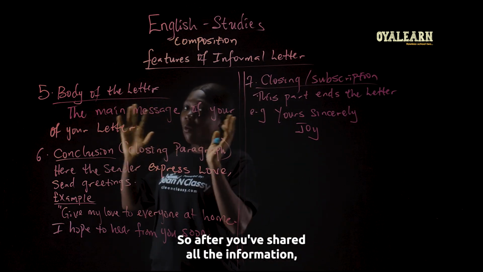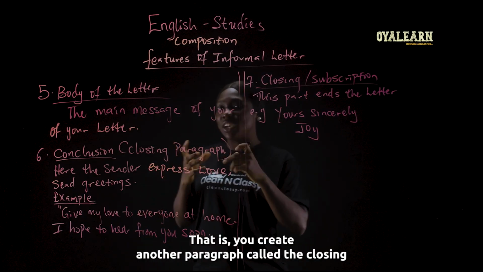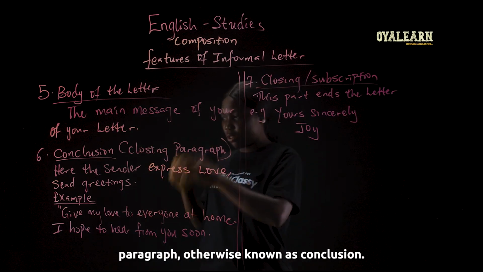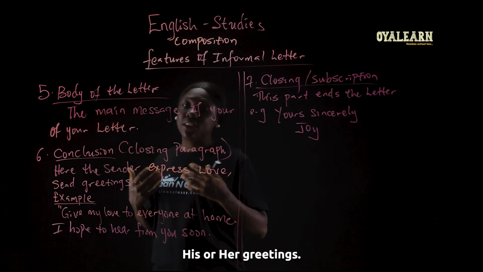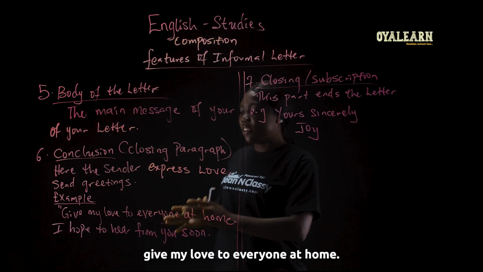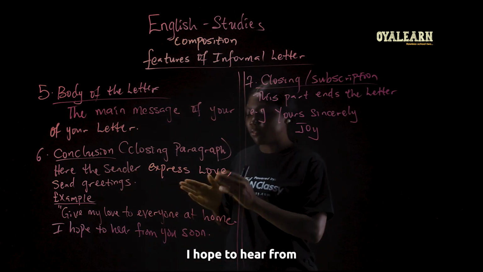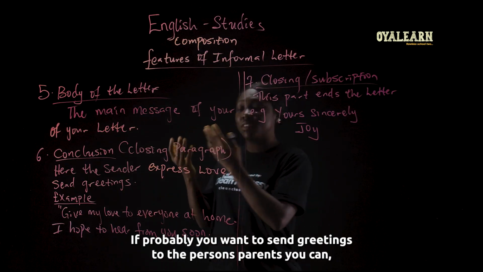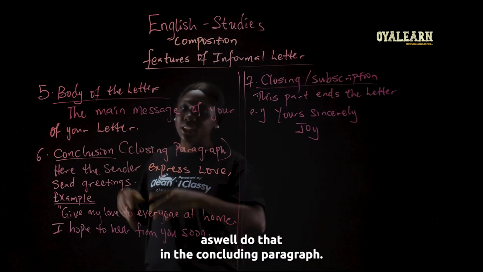After you've shared all the information, you move on to the closing paragraph. That is, you create another paragraph called the closing paragraph, otherwise known as the conclusion. Here the sender expresses love and says his or her greetings. An example of this: give my love to everyone at home. I hope to hear from you soon. You can use this, or if you want to send greetings to the person's parents, you can do that in the concluding paragraph as well.